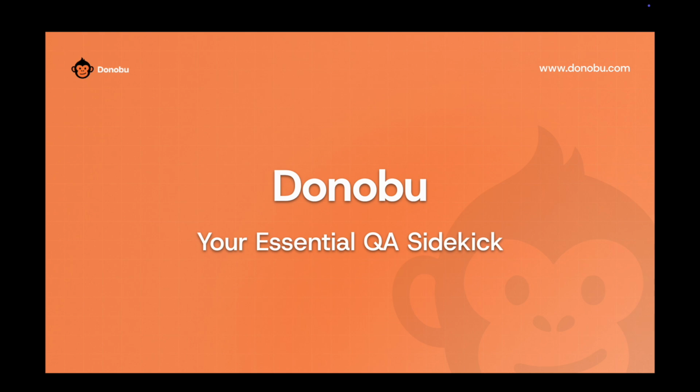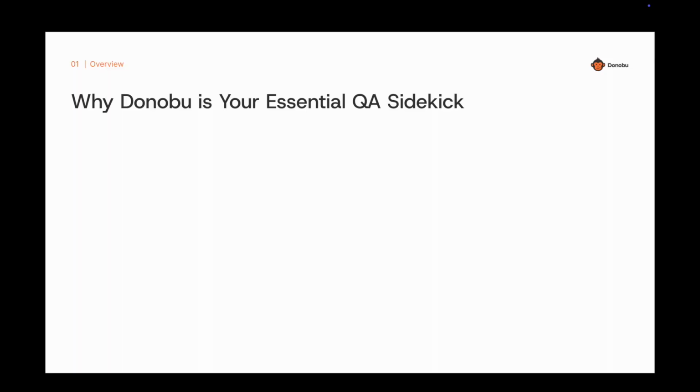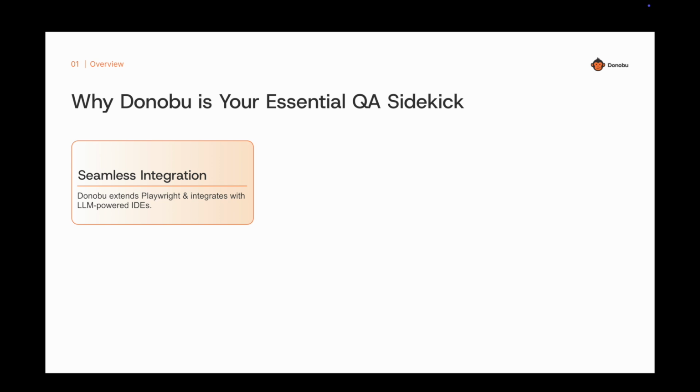Donobu is your essential QA sidekick. Why? Well, several reasons. Seamless integration. Donobu fits right into your QA environment. At its core, we extend Playwright with some powerful AI-driven features, and the power of Donobu can also seamlessly integrate with your favorite LLM-powered IDE via our MCP server.